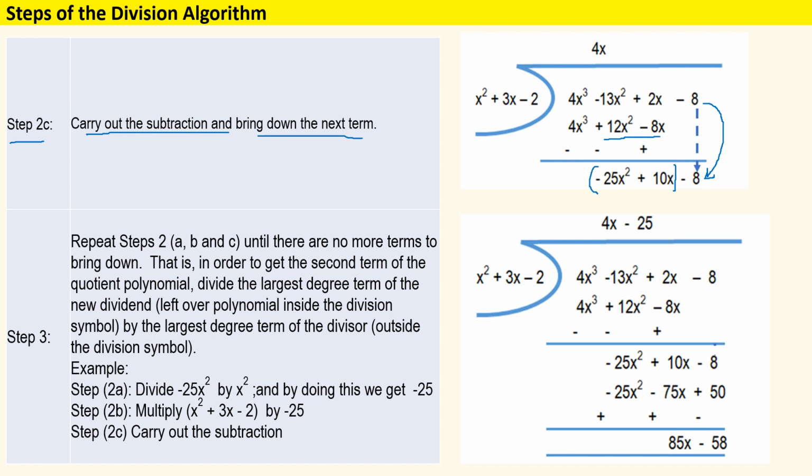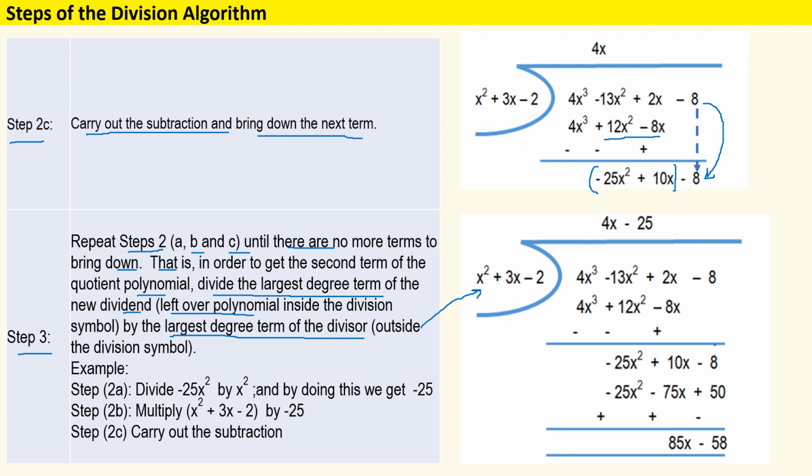The next step is step number 3, which says repeat the steps 2a, 2b and 2c until there are no more terms to bring down. That is, in order to get the second term of the quotient polynomial, divide the largest degree term of the new dividend, that is the leftover polynomial inside the division symbol, by the largest degree term of the divisor, which is outside the division symbol.